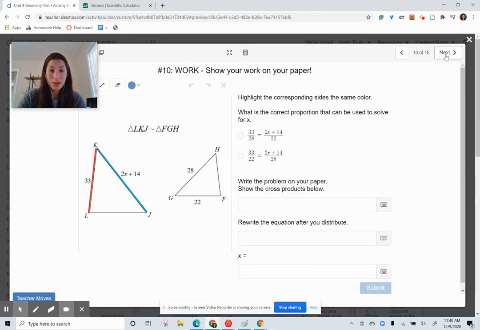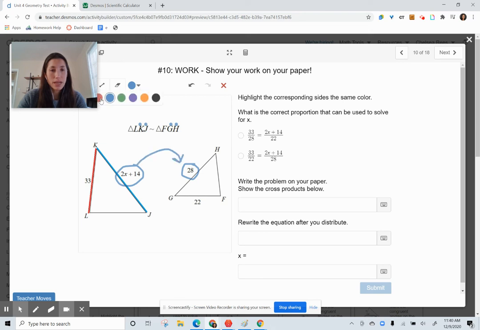Okay, we have another similarity problem. This time the triangles are a little bit rotated around. So I'm going to say that KJ matches up with GH. So this side here that's blue, I'm going to match up with this side here, that would also be blue. So we could do something like blue over blue in the ratio.